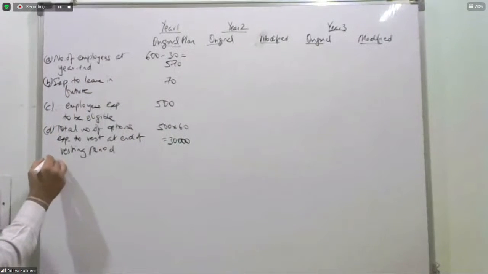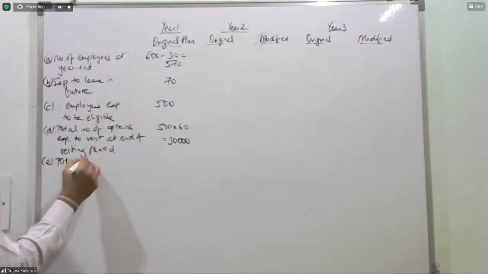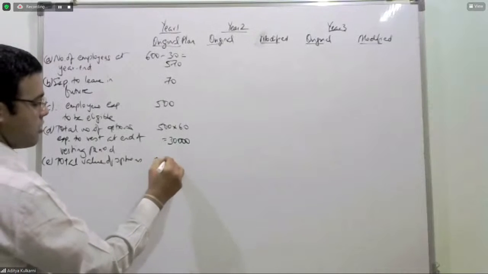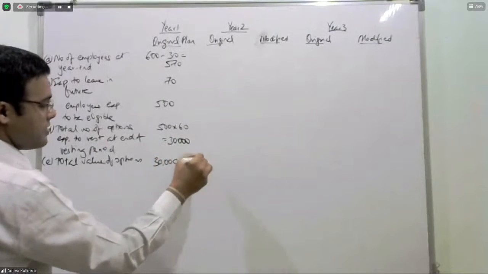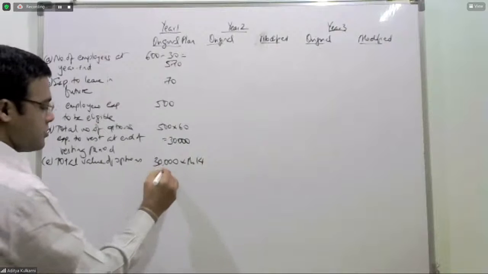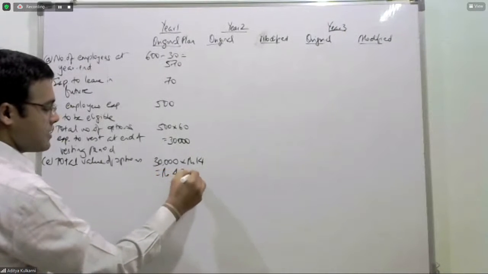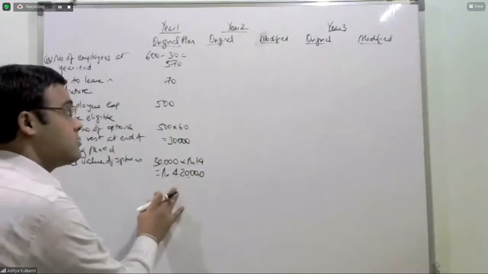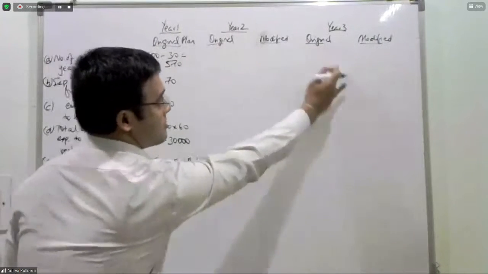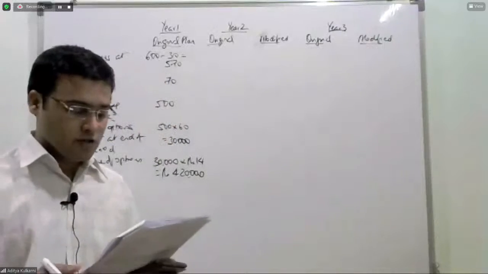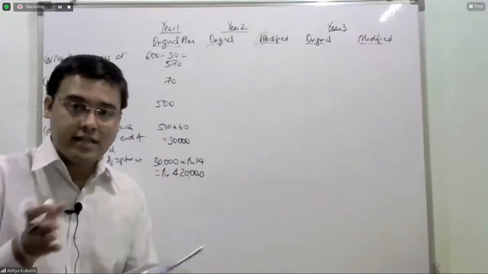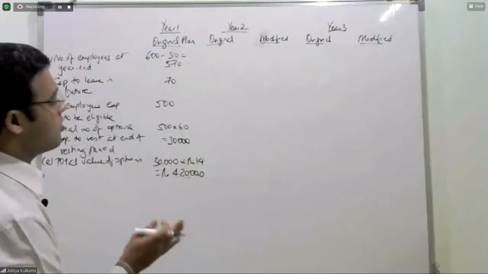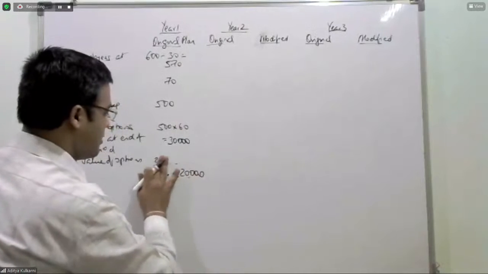What is the total value of options? Total value of options is 30,000 into original fair value, so rupees 14. That gives you 4,20,000. What is this? This is expected expenses at the end of year 3. So I will have to take only 1/3 cost, because original plan is having a life of 3 years.